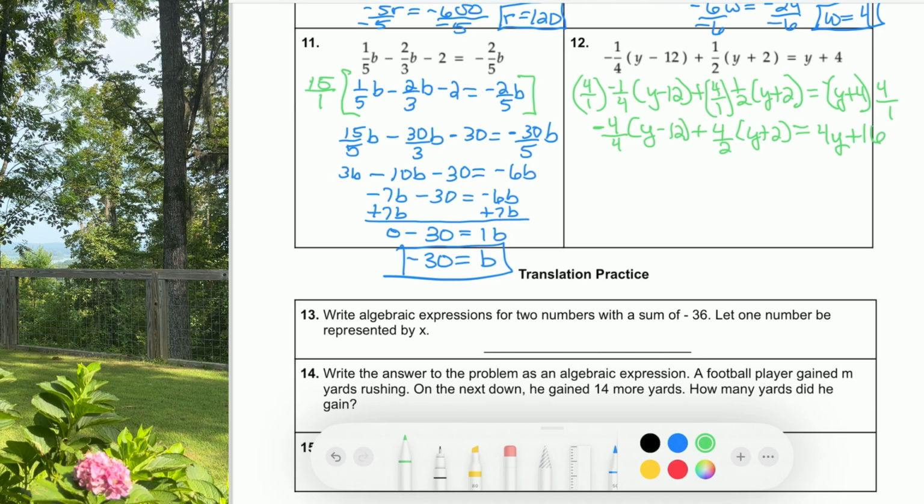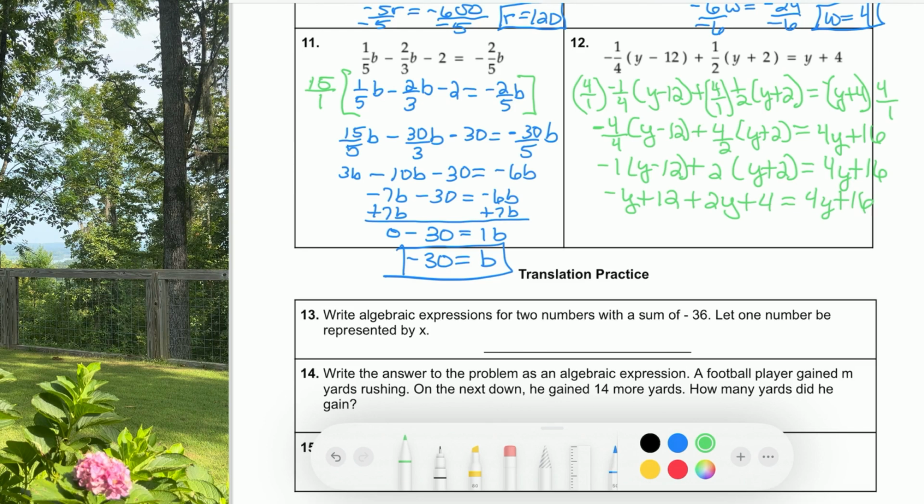Okay, so let's simplify our fractions. This becomes a negative 1 times y minus 12. The 4 over 2 becomes a 2 times y plus 2. And we still have our 4y plus 16. All right, so negative 1 times y is a negative y. Negative 1 times a negative 12 is a plus 12. We end up with 2 times y, which is 2y, and then 2 times 2, which is 4.